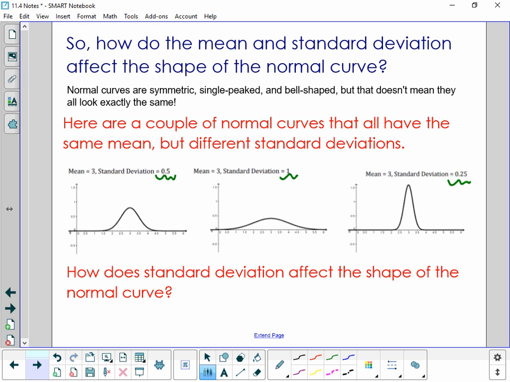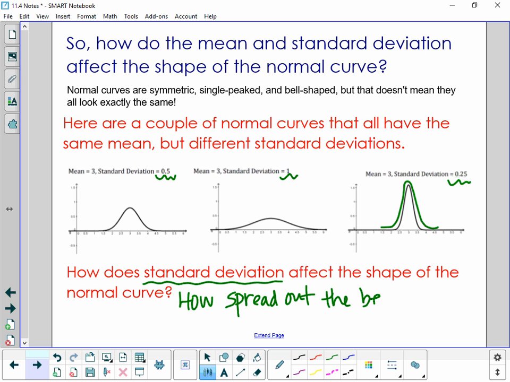So you can see that larger standard deviations make the curve more spread out. Smaller standard deviations like this one make it tighter. So the standard deviation affects how spread out the bell shape is.